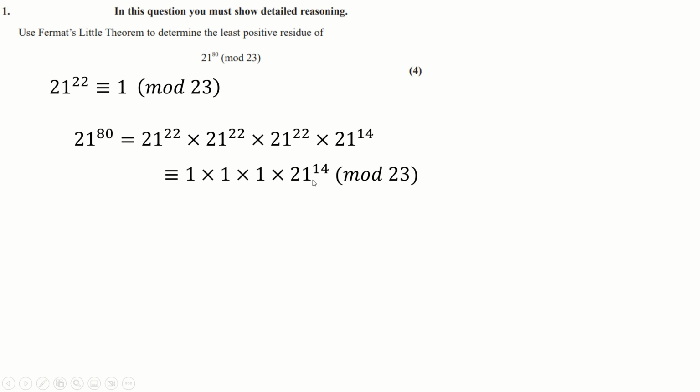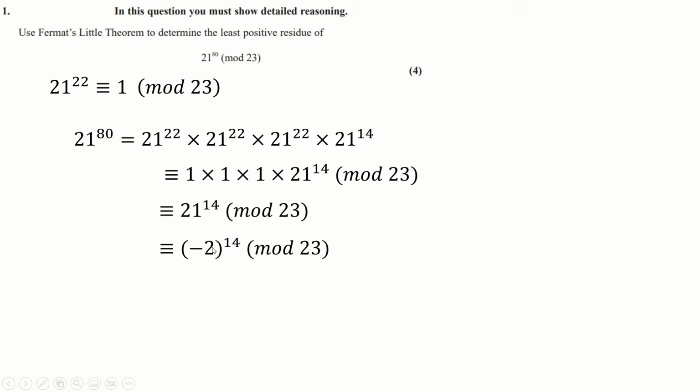Now, it's not immediately obvious what to do with this 21 to the 14. Obviously, you don't want to calculate it. Fermat's little theorem is now not very helpful anymore. You've already used it. So what do you do? Well, you notice that 21 is the same as minus 2 mod 23. And dealing with powers of 2 isn't that bad, because I can break these up.